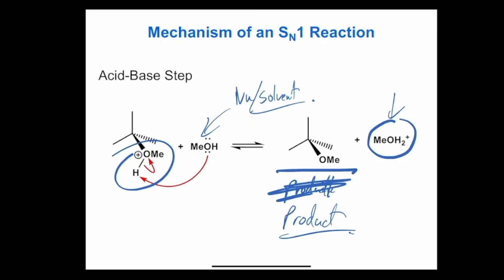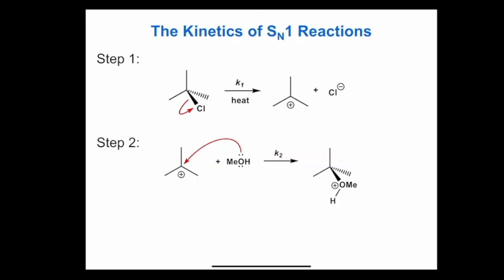After that attack happens, you end up with this positively charged species. There's a final acid-base step that's necessary. When that happens, another molecule of the solvent will float by and help to pick up that proton to give us our final neutral product here. So this is the nucleophilic substitution: leaving group loss, then nucleophilic capture. We get to this guy, we get our final acid-base step.